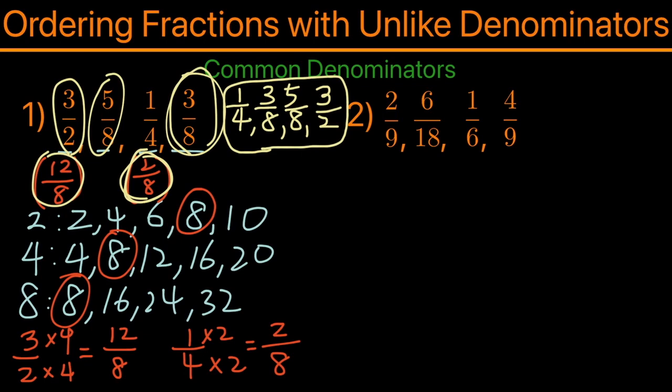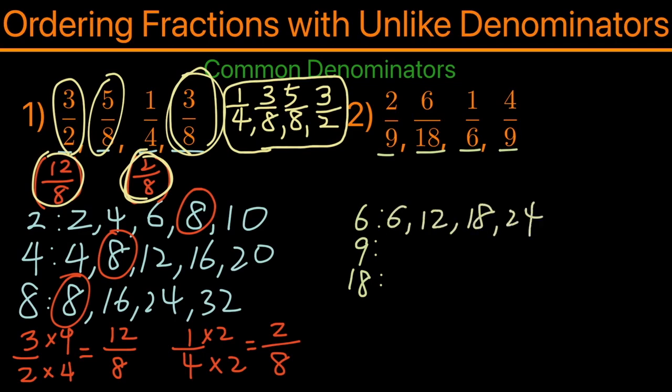Now let's move on to example number 2. And again, we're going to find the least common multiple. The denominators are 9, 18, and 6. So we'll go 6, and then 9, and 18. Since we have 2 9s, we only need to find the least common multiple for 1. So 6 would be 6 times 1 is 6, and 12, 18, 24. For 9 would be 9, 18, 27, 36. 18 would be 18, 36.